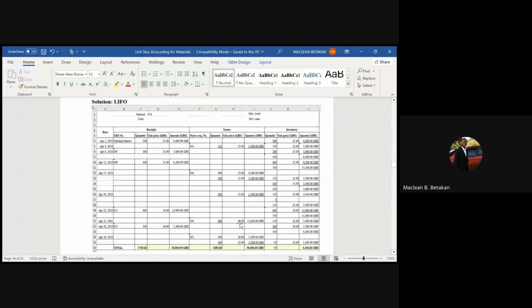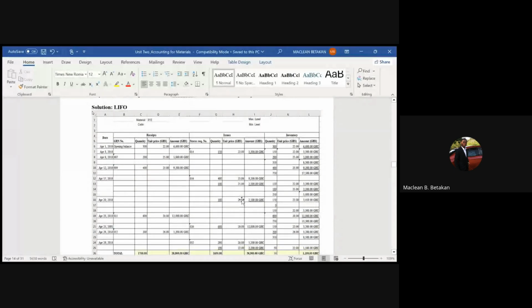So we are issuing 600 by 20. Okay, that is 12,000. Then we are left with the 150. You see, the 150 is coming from the opening balance. Is this opening balance we are carrying that 150 up to 25th or something. So 150 is still here, valued at 22 cedis. Then let's see our next transaction.